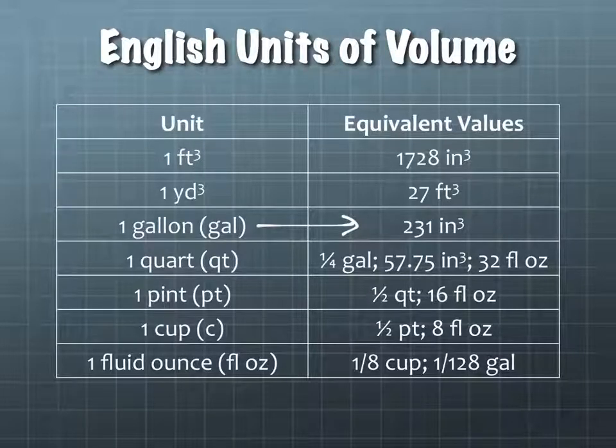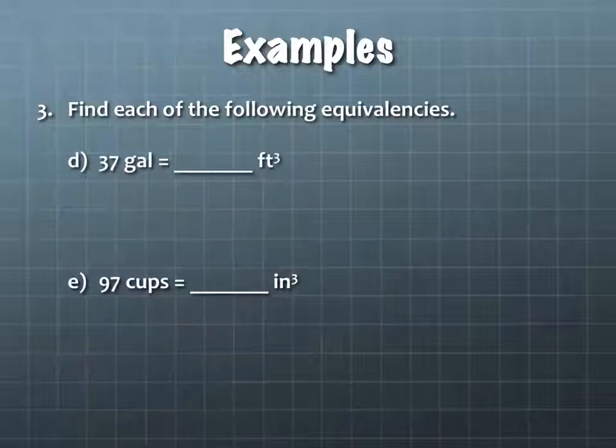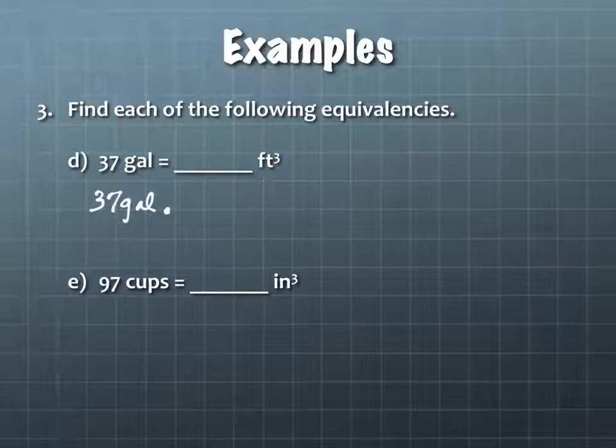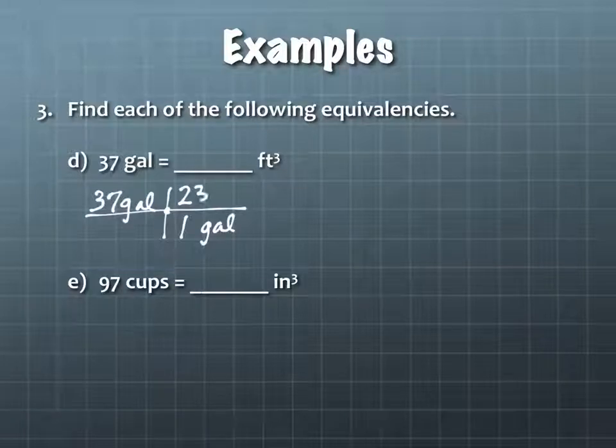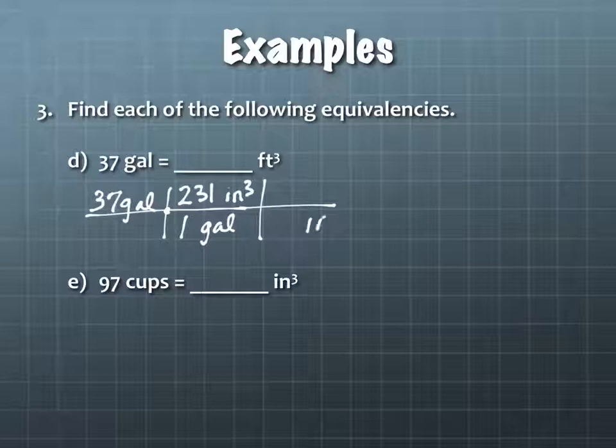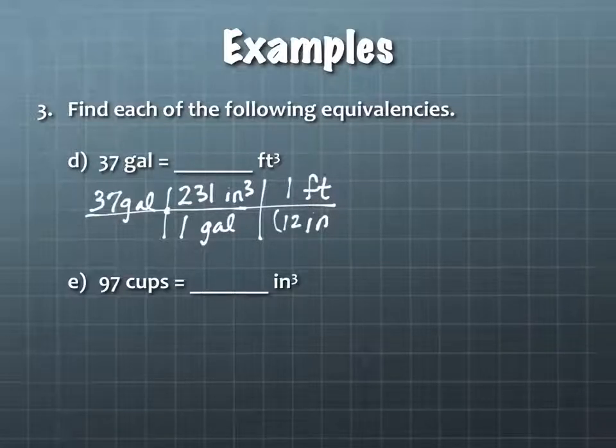All right, so there's 1 gallon to 231 cubic inches, right? So I've got 37 gallons. And the relationship is that I have 1 gallon to 231 cubic inches. But then I need to turn my inches into feet. So what's the relationship for feet and inches? 1 foot is 12 inches, but I'm working with cubes, so I do need to cube them, right? We just saw that that was 1728 a minute ago, so I'll go ahead and jot that down.